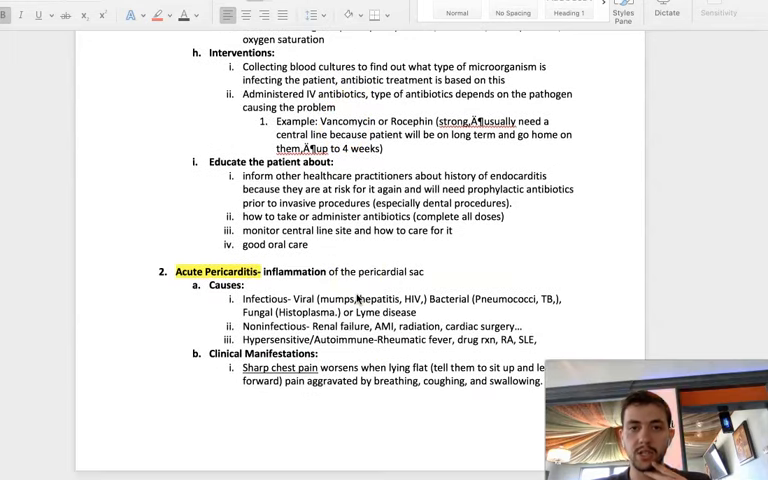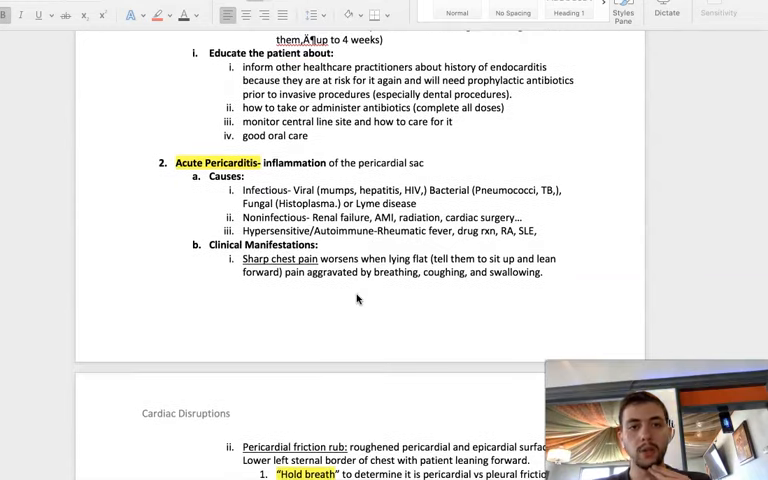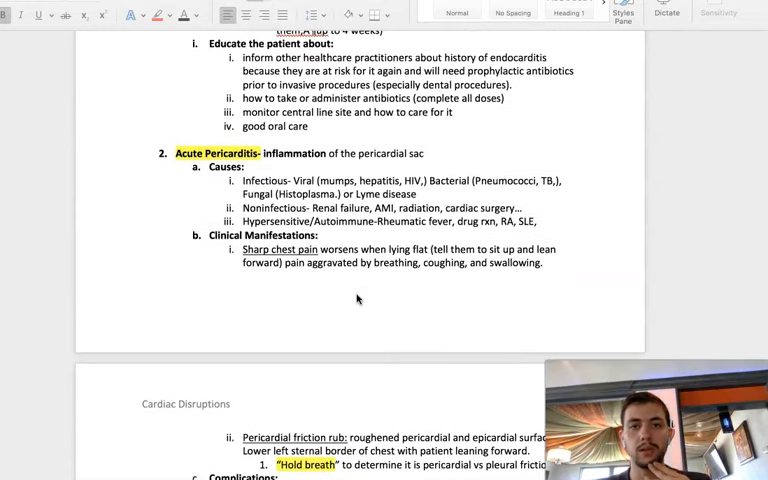We talked about the interventions and what we do, and you want to educate your patient: if you have a history of endocarditis, you make sure you tell them before any invasive or surgical interventions, so you can take your prophylactic antibiotic beforehand.